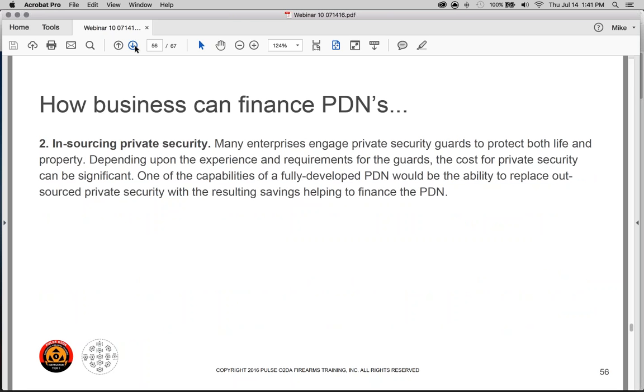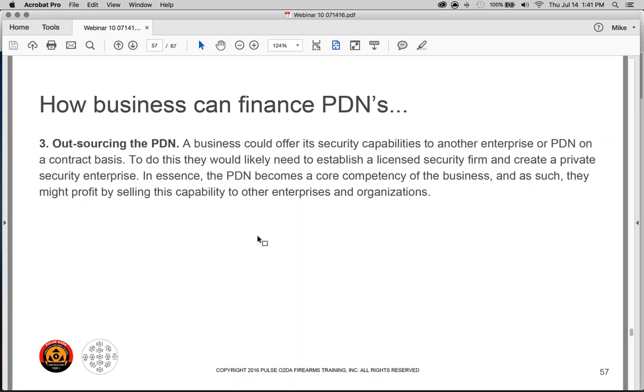Next method that businesses can use in order to pay for their private defense network: insourcing private security. Right now, many enterprises engage private security guards to protect both life and property. Depending upon the experience and requirements for the guards, the cost for private security can be significant. One of the capabilities of a fully built-out private defense network would be the ability to replace outsourced private security, and with that, the resulting savings helping to finance, if not pay for, the private defense network.